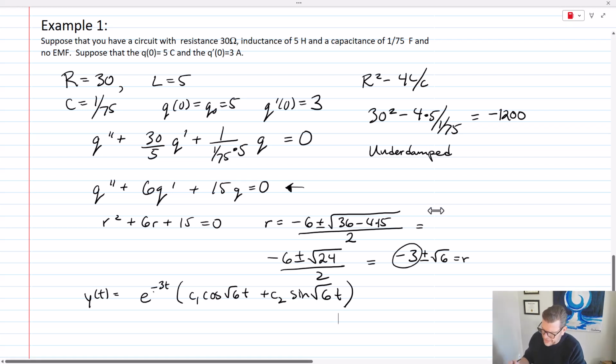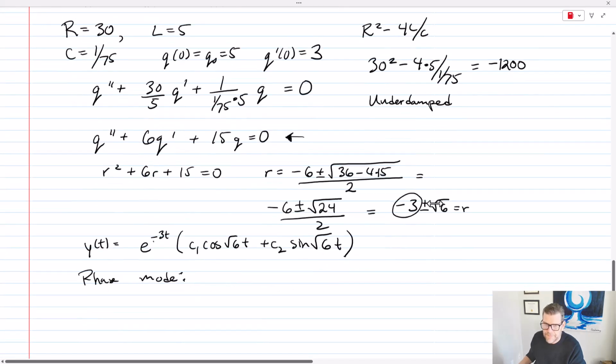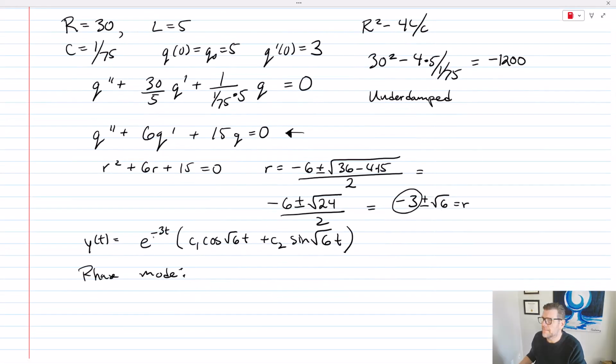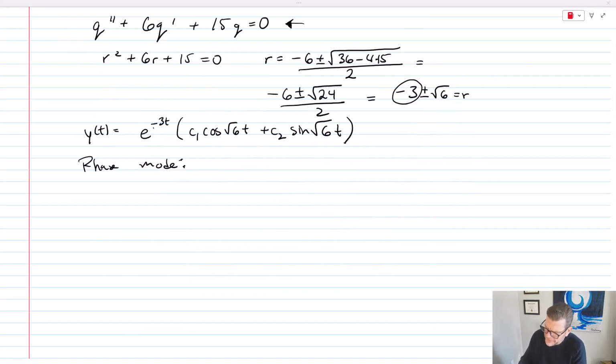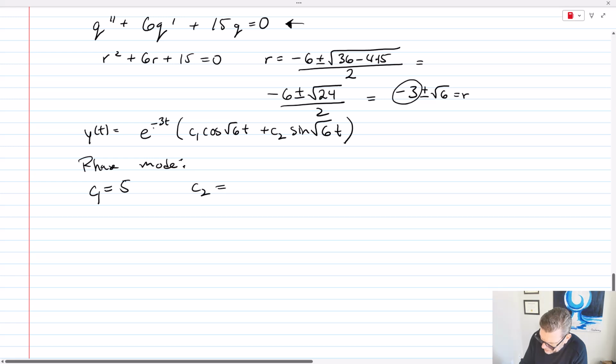Now, what if I want to change it to phase mode? Well, to change to phase mode, I'm first going to need to solve for C1 and C2. So let's go in and do that. If we put this into phase mode, like I said, we're going to need C1 and C2. So C1 ends up equaling 5, and we get C2 equals 3 root 6. Basically, we're just going to use our initial conditions in order to find those.